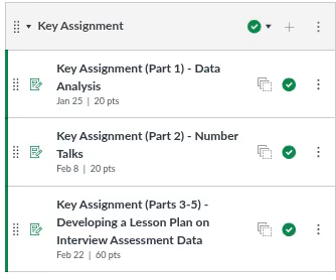So your key assignment consists of 5 parts, and you'll need to submit separate documents for each part of the assignment. So let's go through each one of these.